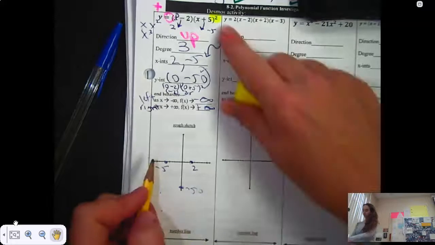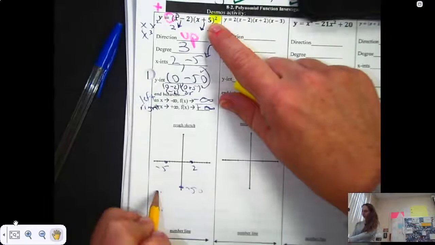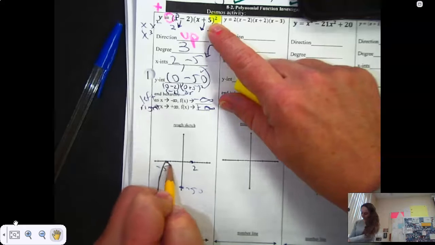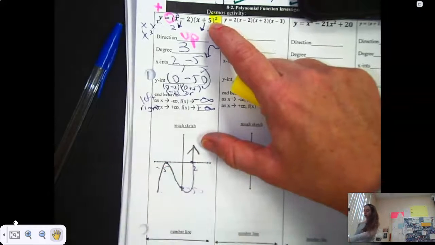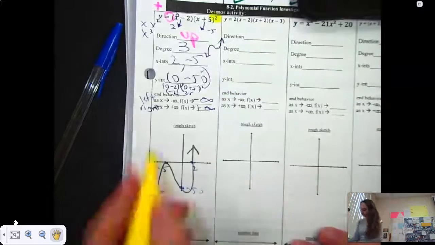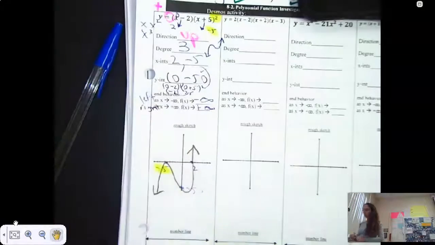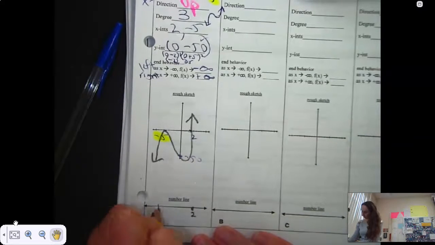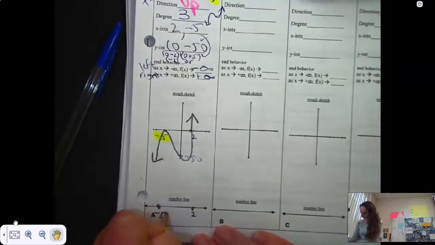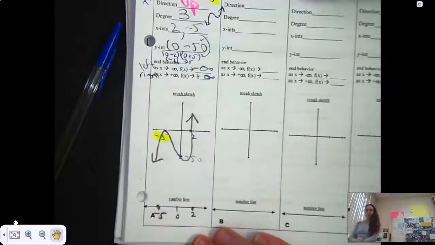So if you see a squared, I want you to be aware of that one. So look, here's -5. As soon as you get to -5, bounce, and then go through. Okay? So if you have a squared, that will be a bounce right through. And if I was to graph it on a number line, there's 2 and -5, with the 0 in the middle. All right?